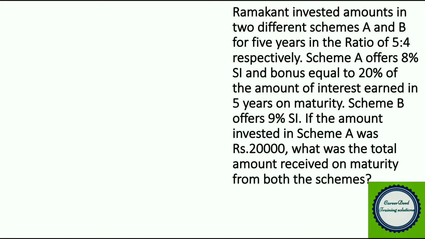Ramakant invested amounts in 2 different schemes A and B. In A and B he invested the amount in the ratio 5:4. In scheme A he invested 20,000 rupees. So this 20,000 rupees is nothing but 5 parts. If 5 parts is 20,000 rupees, 1 part will be 20,000 by 5, 4,000 rupees. So 4 parts will be 16,000 rupees. So Ramakant invested 16,000 rupees in scheme B.